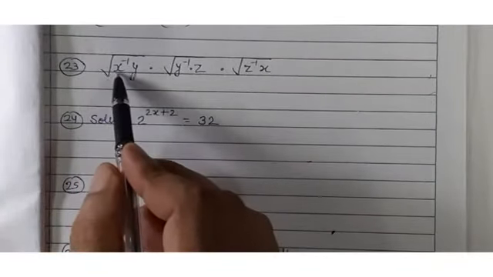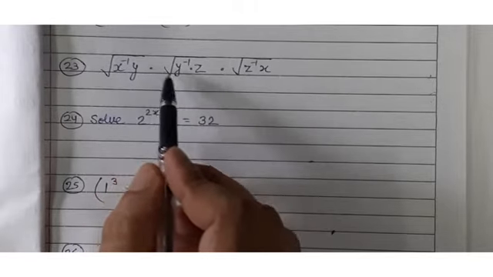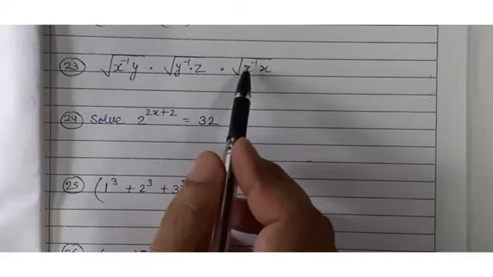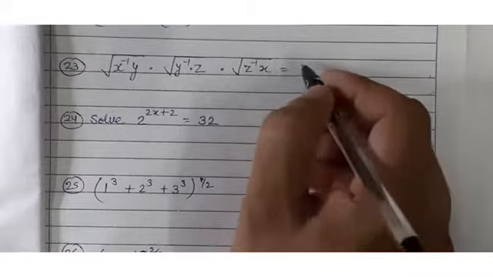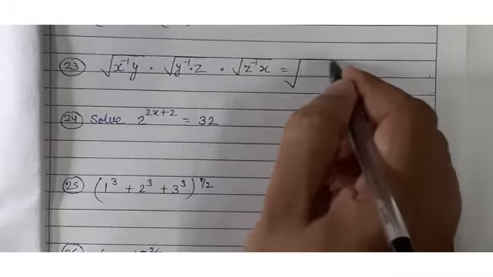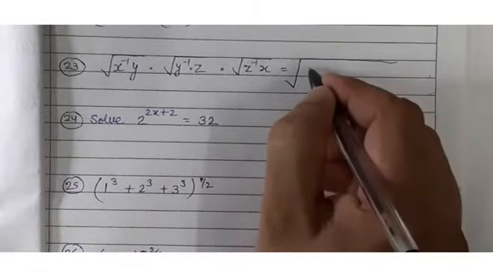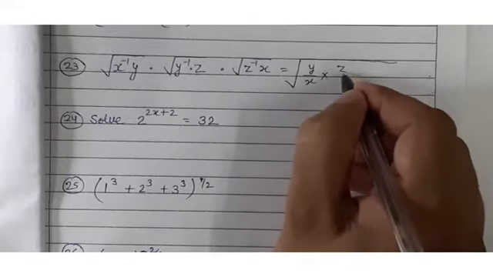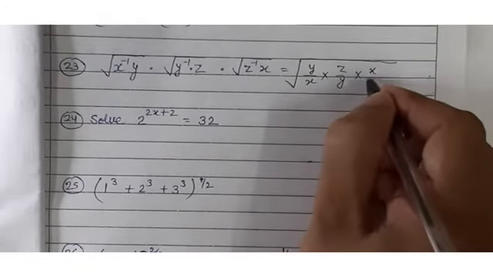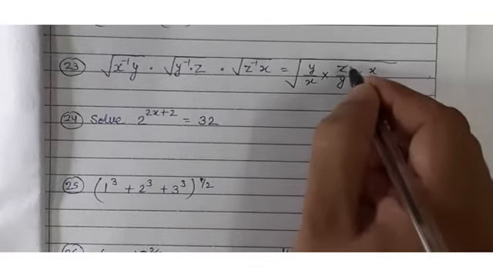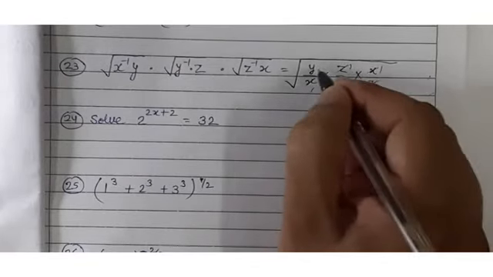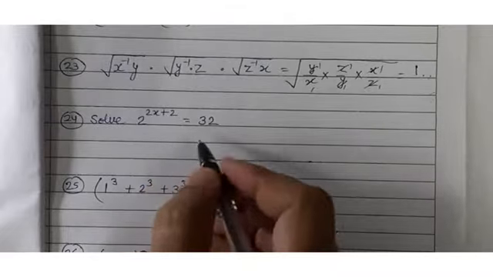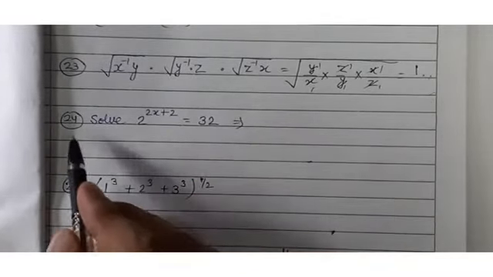Yes, come on, question number 23. Under root x power minus 1 into y, and multiply sign, under root y power minus 1 z. Again multiply sign, z power minus 1 x. Okay, so I am taking whole like this. Reciprocal is given, so this will be y upon x, this is z upon y, this is x upon z. You can cut by this 1 and here 1. Under root 1, 1 will come.